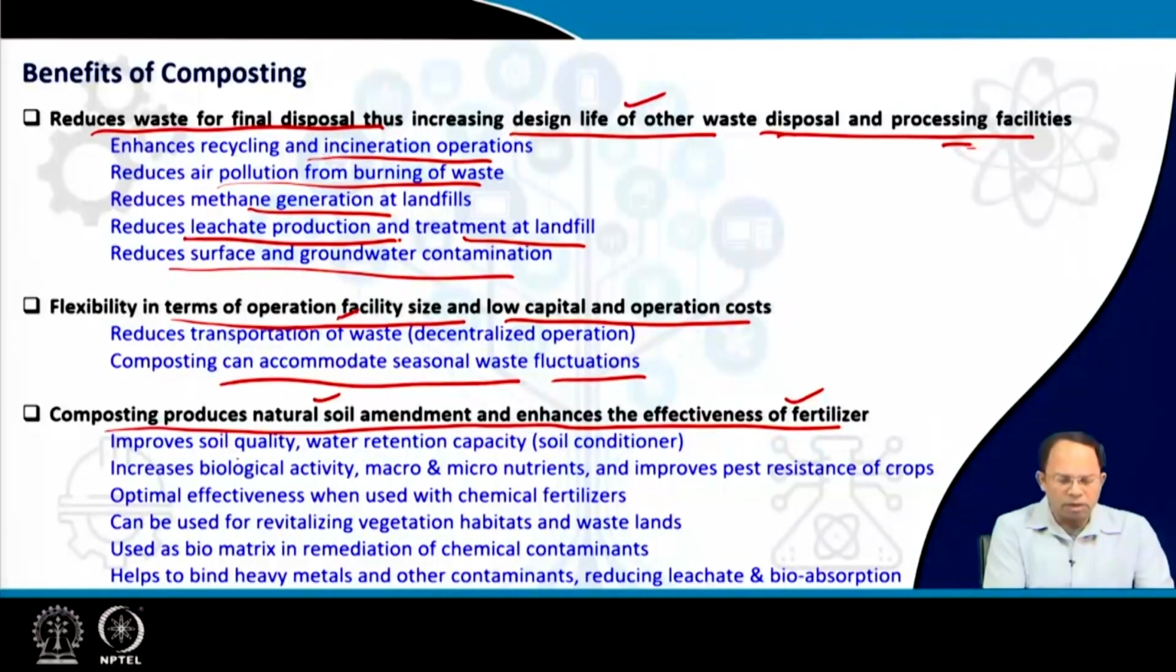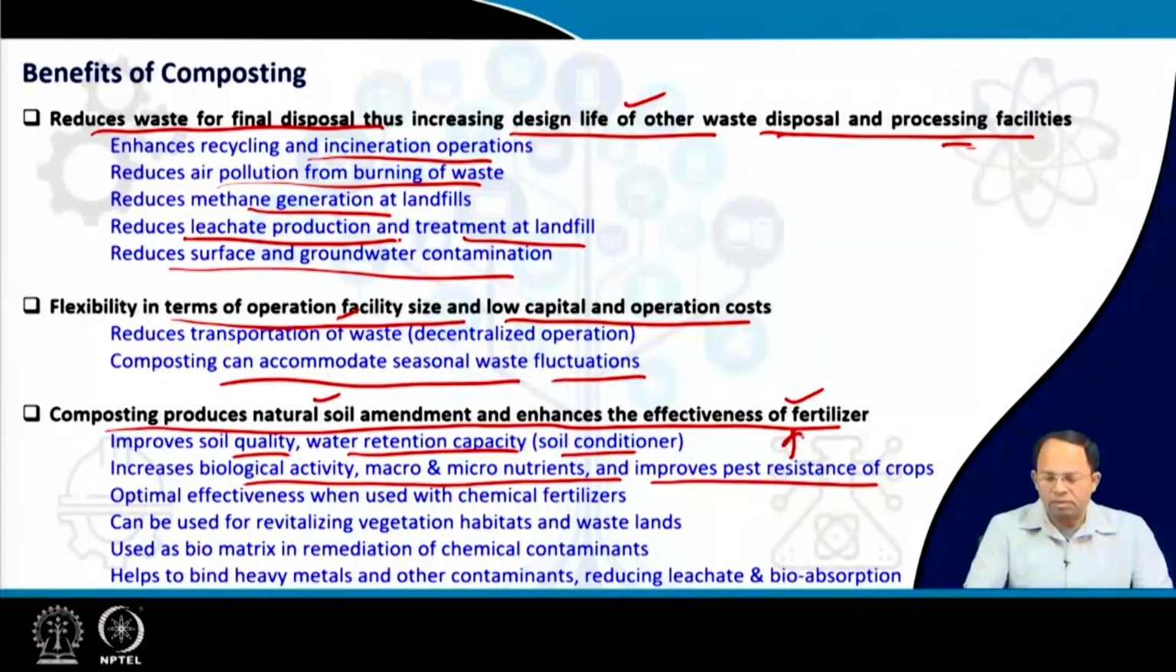So overall, composting improves soil quality and water retention capacity, that is the job of a soil conditioner, and increases biological activity, macro and micronutrients, and improves pest resistance for crops if it is applied with fertilizers. Optimal effectiveness is achieved when used with chemical fertilizers. Instead of using it alone, it should be used along with chemical fertilizers. It can be used for revitalizing vegetation habitats and wastelands.